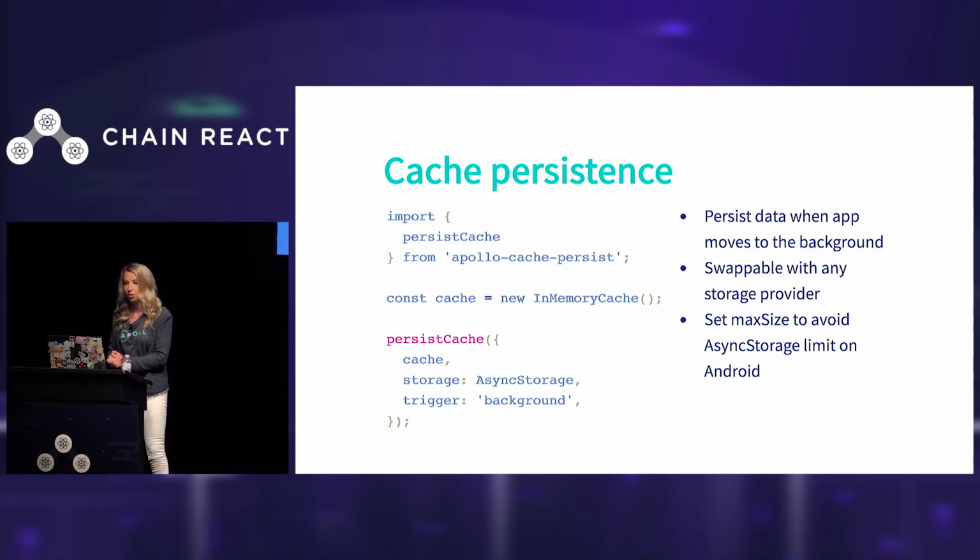It's swappable with any storage provider. So if you need to use the file system, you can use that as well. And it's also very configurable. So on Android, obviously, you have that async storage limit, so you can set a max size for it to stop persisting when your cache exceeds a certain threshold.